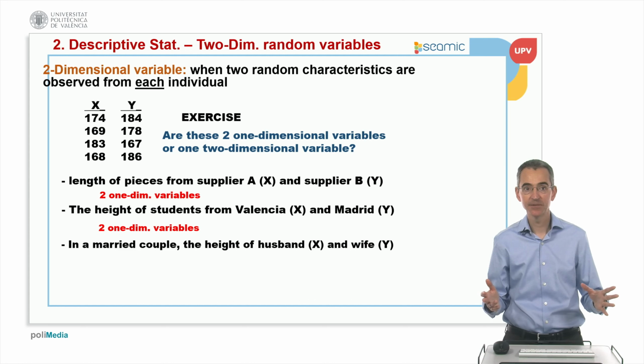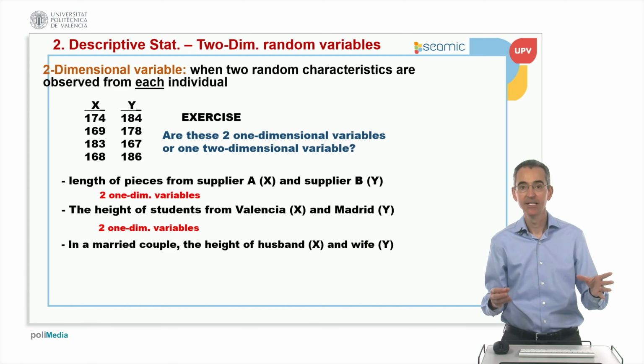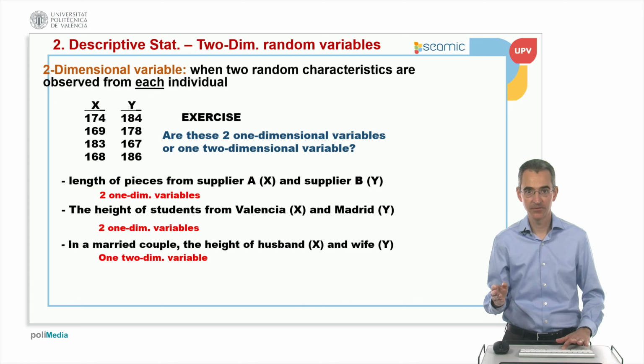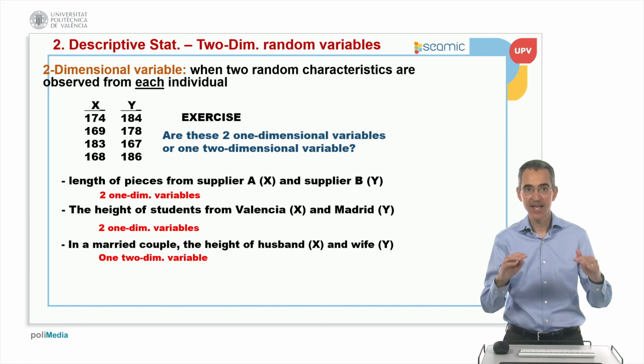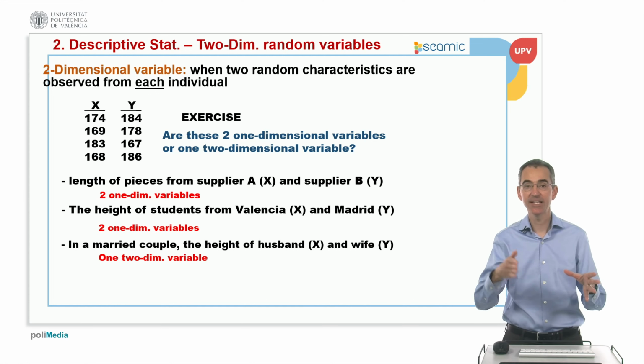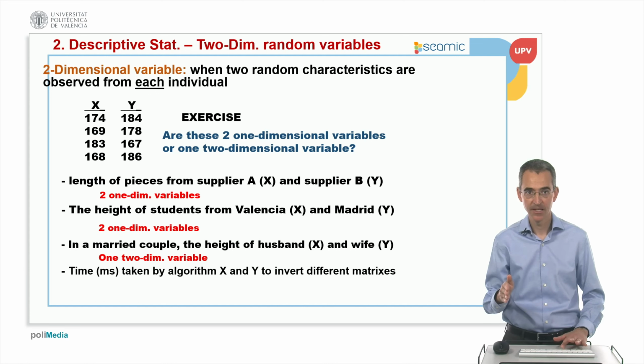Okay, another example is a married couple. I can have the height of the husband and the height of the wife. Then this case is different. It is one two-dimensional variable. Why? Because every row corresponds to a married couple. So for that couple, I have two measured characteristics, the height of the husband and the height of the wife. In this case, I have pairs of values. This is the key issue to recognize that this is an example of one two-dimensional variable.